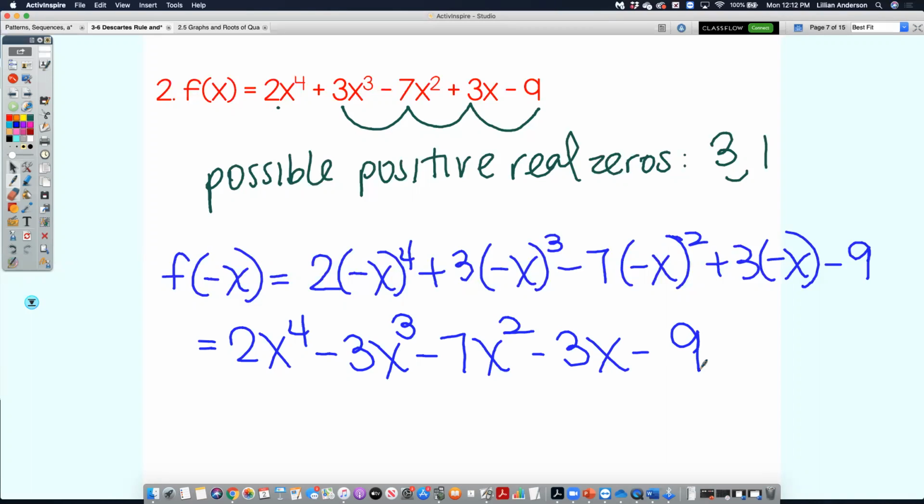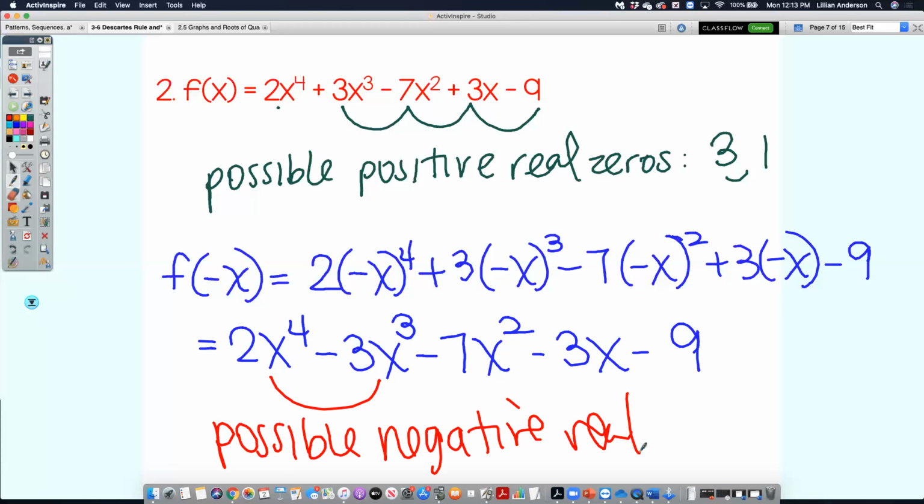Here we go. Does it change? Does it change anywhere else? So then, my possible negative real zeros is only 1. The rest are on you.